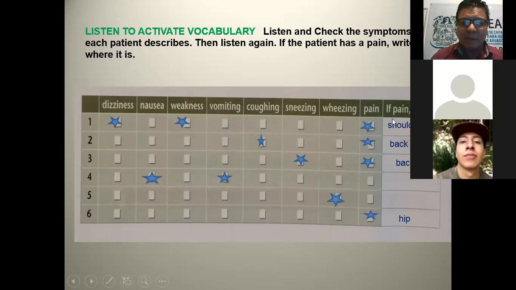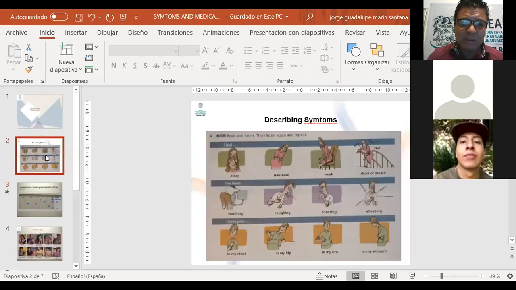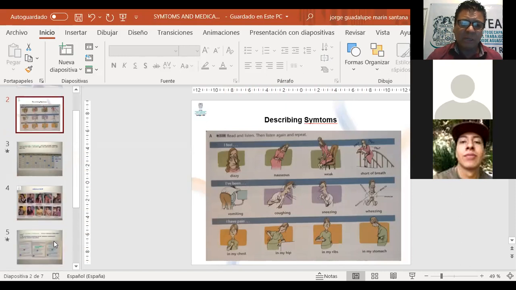Vean, ahí tenía el dolor, the pain, where? In the shoulder, in the back of neck, back and hip. Very good. Ayer vimos esto, ¿verdad? Describing symptoms. I feel nauseous, or I feel weak, or I've been vomiting, or I've been sneezing, or wheezing. I have a pain in my chest. I have a pain in my hip, in my ribs, or in my stomach. Very good. Muy bien.